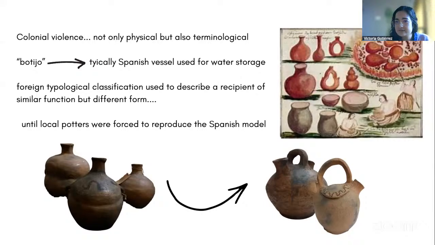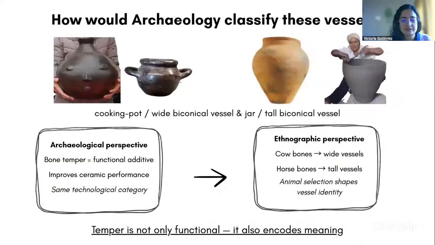So we know that classifications are not only analytical tools, they have historical and ideological dimensions. And in the case of Chaco pottery, they literally shaped the objects eventually. So here is what we found. We know that from an archaeological perspective, bone temper is generally interpreted functionally. It improves drying, it reduces cracking, we know it, we've studied it. So vessels containing bone temper would normally belong to the same technological category.